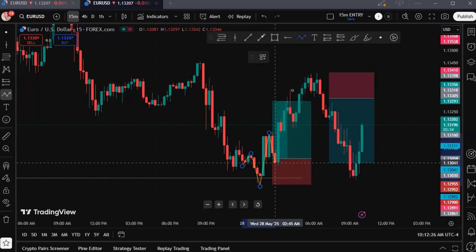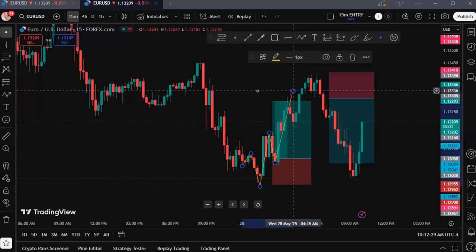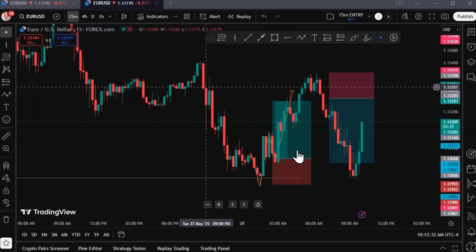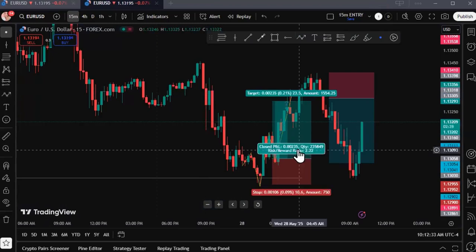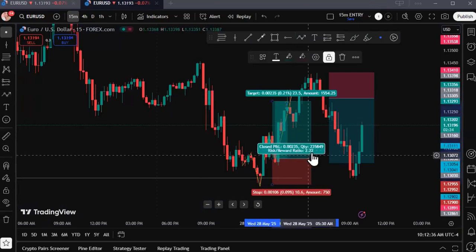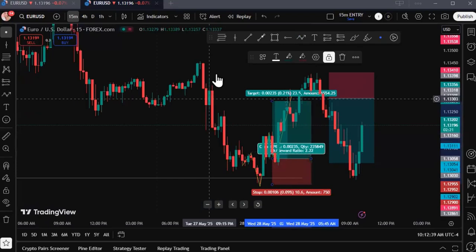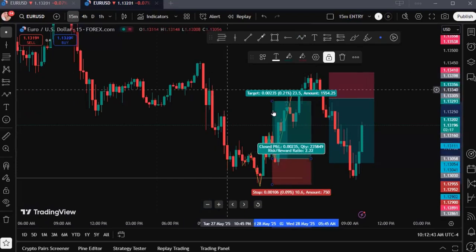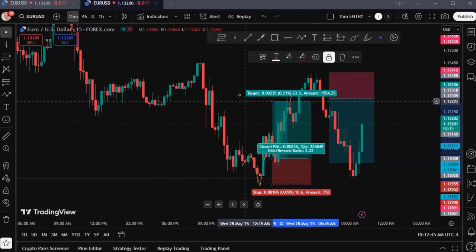Since the draw on liquidity was actually internal liquidity, I was meant to target 1:2.5, but I actually took 1:2.2. Okay, because I don't want to go for unrealistic expectations. You understand? I just want to go for what I know. Okay, this is the higher time frame level. So you see what happened.